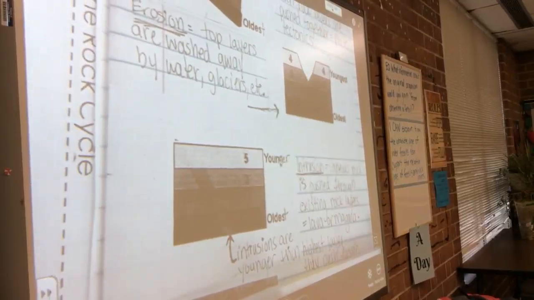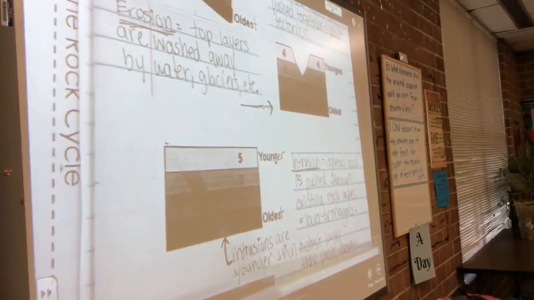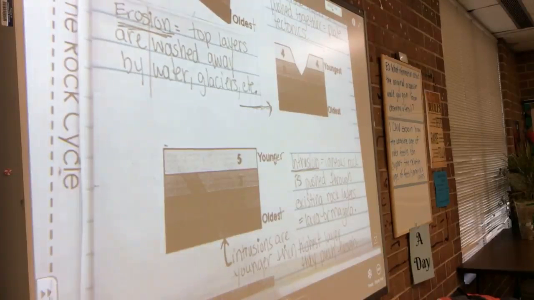Intrusions. Think of intruder. Something comes in that you're not expecting. Maybe you don't want the intruder to come in. An intrusion is when igneous rock pushes through the layer of the sedimentary rock. So now you have this different type of rock kind of messing everything up.